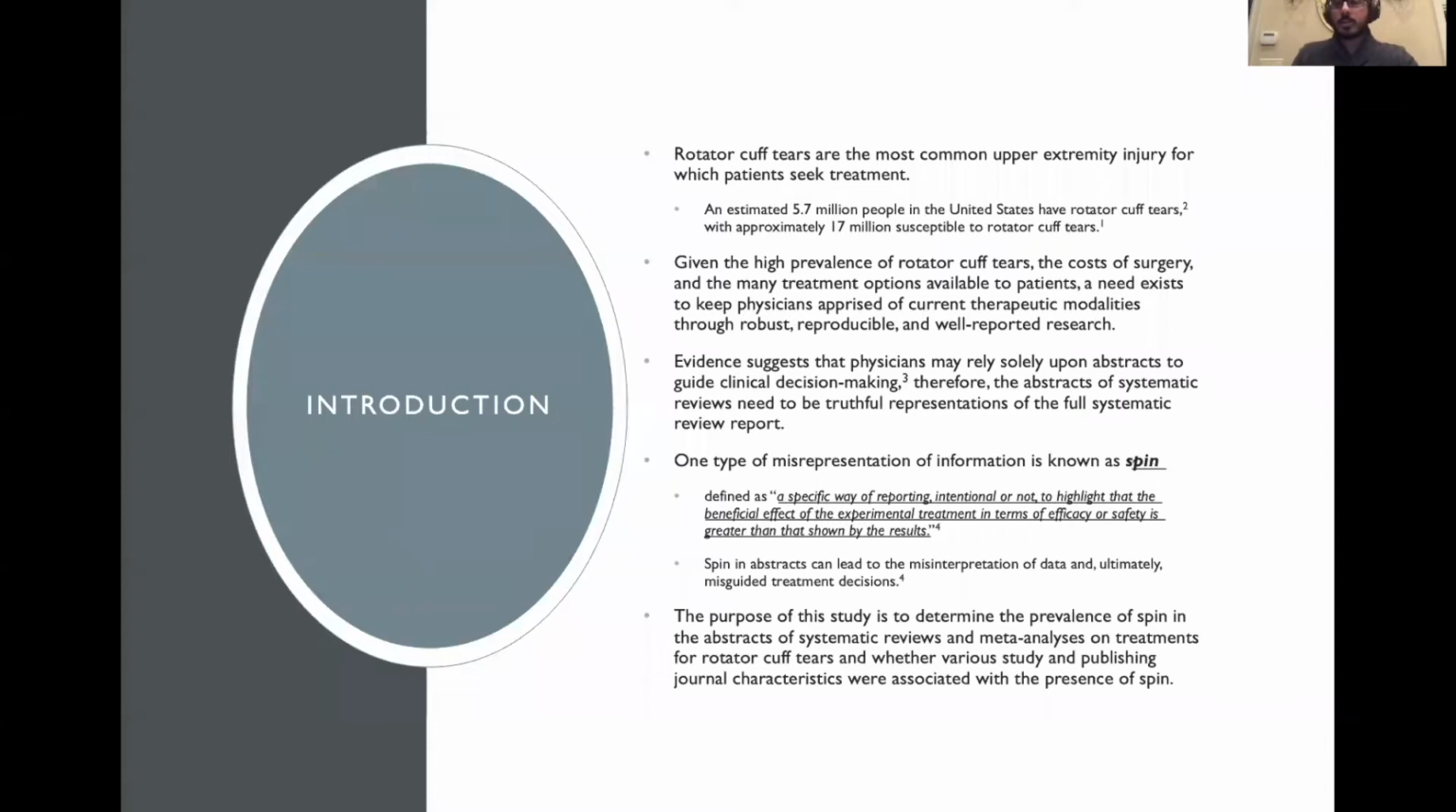Now, rotator cuff tears are the most prevalent upper extremity injury that patients seek treatment for. And due to this high prevalence, along with the cost of surgery and the various treatment options, physicians really rely upon high quality research to be able to differentiate and figure out what's the right treatment option for each individual. And systematic reviews are some of the highest forms of research out there.